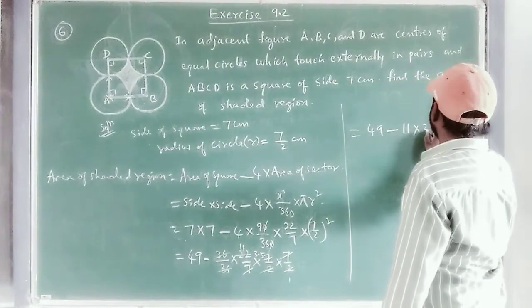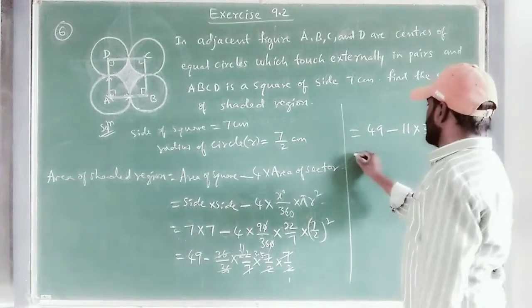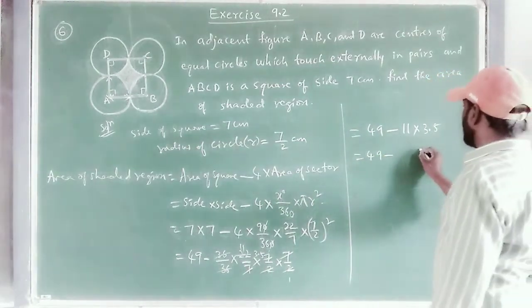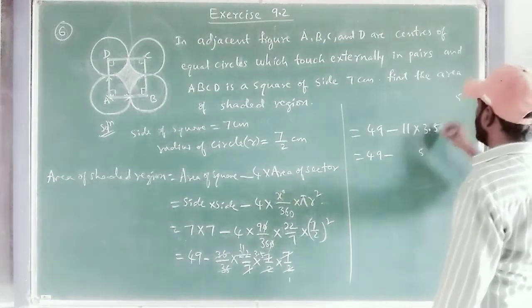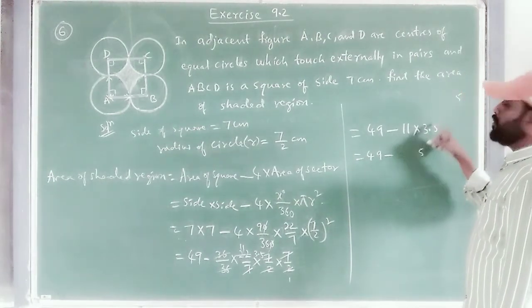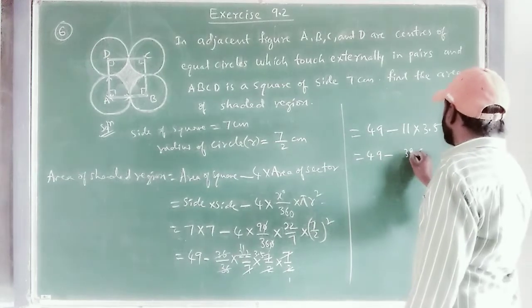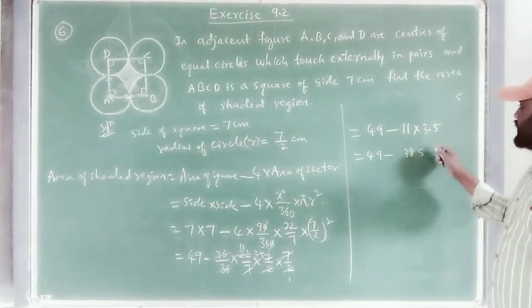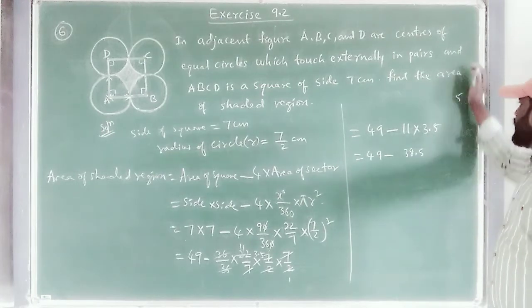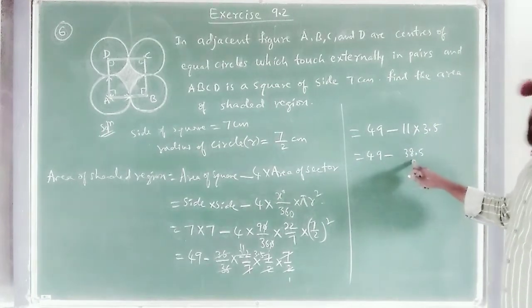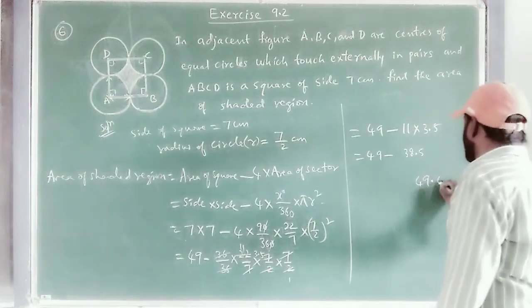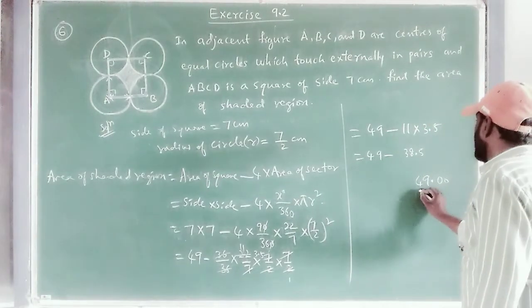11 into 3.5. So 11 into 5 is 55, so 5 I carry. 11 3s are 33 plus 5 is 38. Okay, understand? Now the decimal point is after 1 digit from the right hand side. Here 38.5. So 49 minus 38.5. For 49, there is no decimal point, so I am giving 2 zeros this side. Now 38.5.